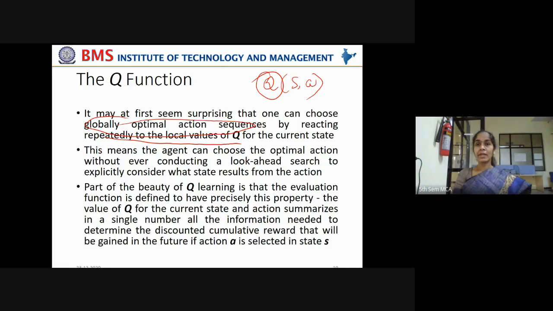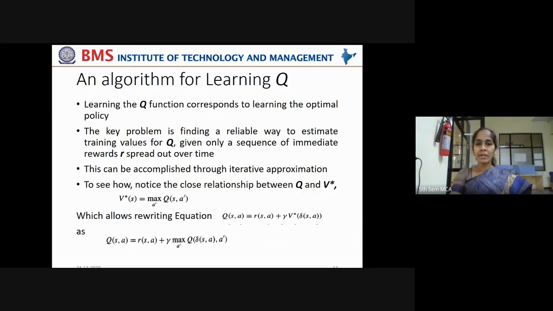Right? It adds up all the rewards that can be accumulated when a particular action is taken to move from this state in any of the valid, legal directions. Now it will add up all those to get the cumulative reward. Now, learning the Q function corresponds to learning the optimal policy because the Q function denotes the optimal sequence of actions. So the key problem is finding a reliable way to estimate training values for Q given only a sequence of immediate rewards spread out over time.